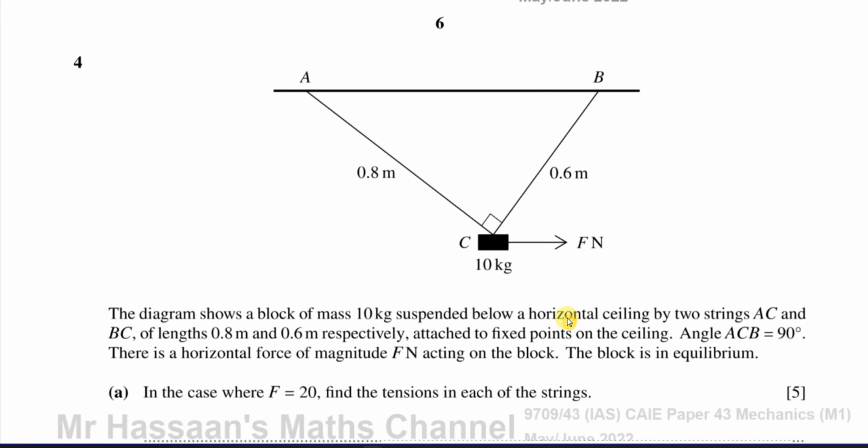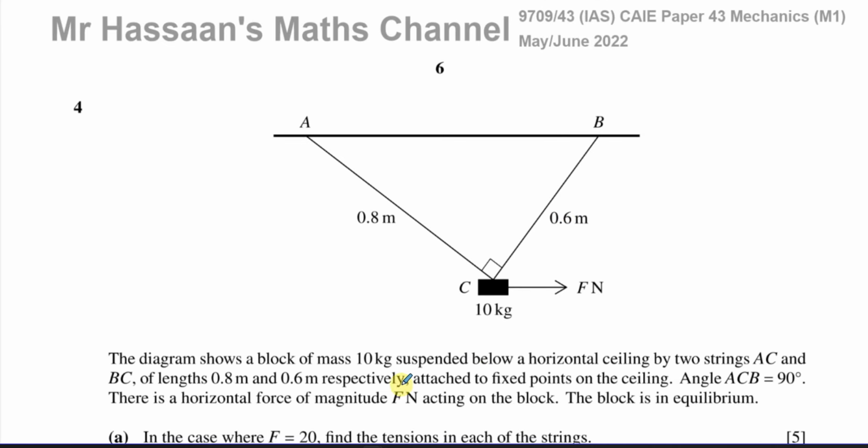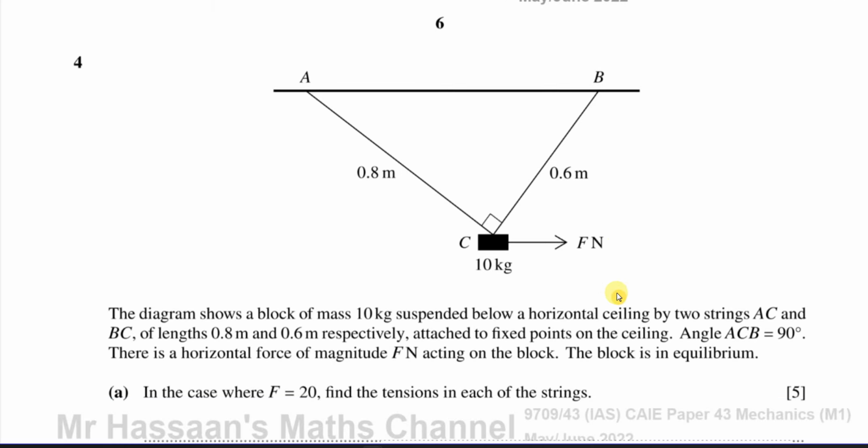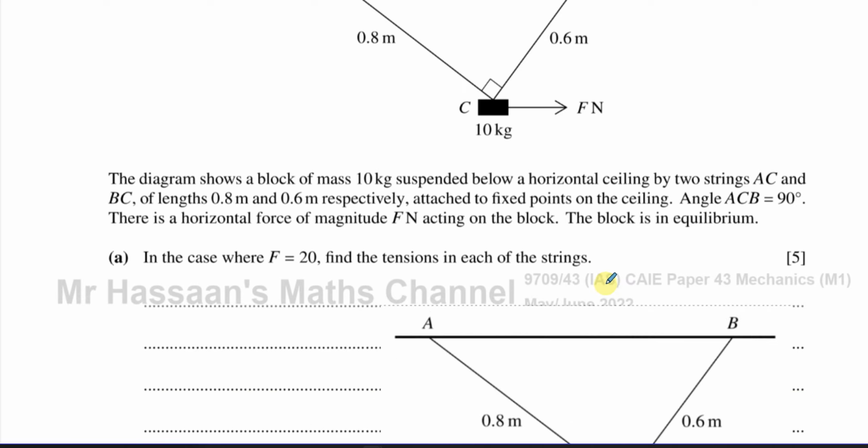And here we have a diagram showing a block of mass 10 kilogram suspended below a horizontal ceiling by two strings AC and BC of length 0.8 and 0.6 meters respectively, attached to fixed points on the ceiling. Angle ACB is 90 degrees. There is a horizontal force of magnitude F newtons acting on the block. The block is in equilibrium. In the case where F equals 20, find the tensions in each of the strings.